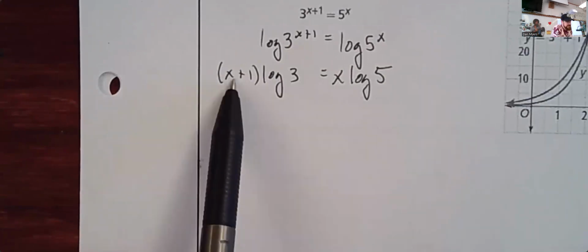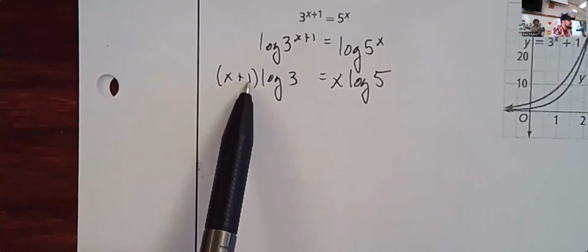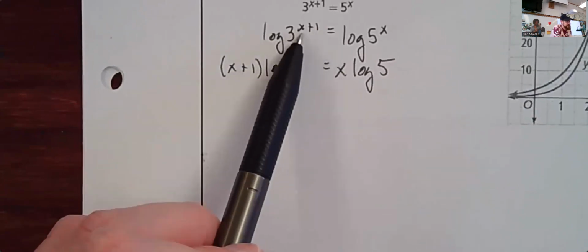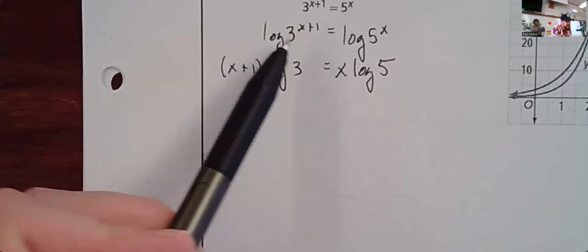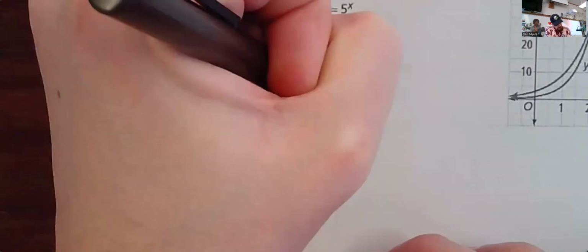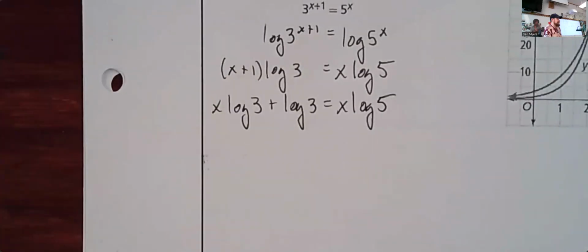And then this right here is going to be the product property of logarithms. We're going to be able to add the 2 logarithms together because they both have exponents. Or I guess there is an exponent of both x and 1, which means we can separate these out into x log 3 plus 1 log 3, or just log 3. And that equals x log 5. So that's using the product property for logarithms.